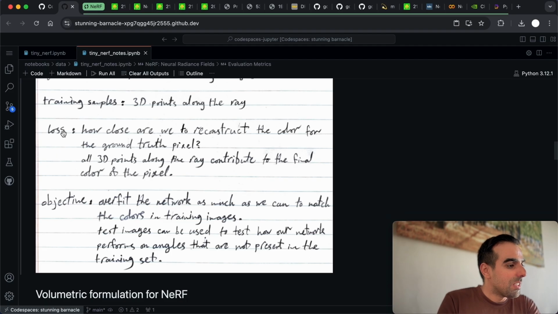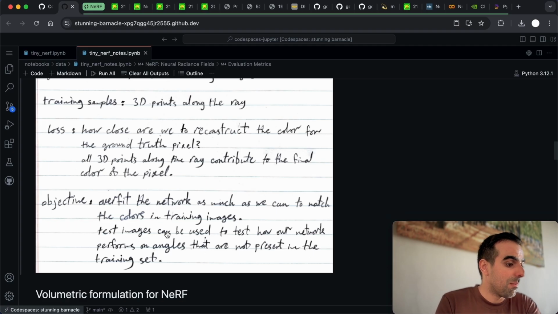The loss in NeRF is how close we are to reconstructing the color of the ground truth pixel. All 3D points on the ray contribute to the final color of the pixel. So you're shooting a ray, you compute that using the volume rendering formula, and you compare that with the training samples. Objective: overfit the network as much as we can to match the colors in the training images.